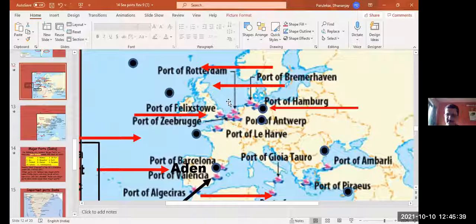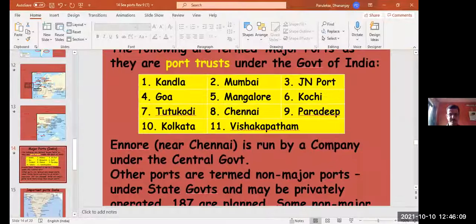Capital of Japan? Tokyo. Capital of Australia? Canberra. Capital of New Zealand? Auckland. Very good. Capital of Singapore? Singapore City. Capital of Sri Lanka? Colombo.